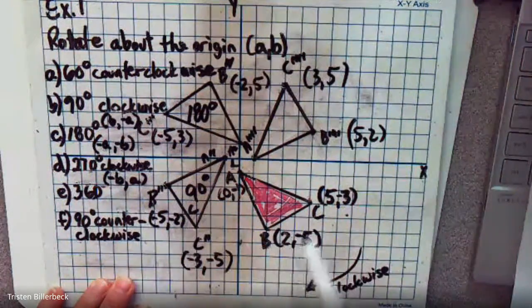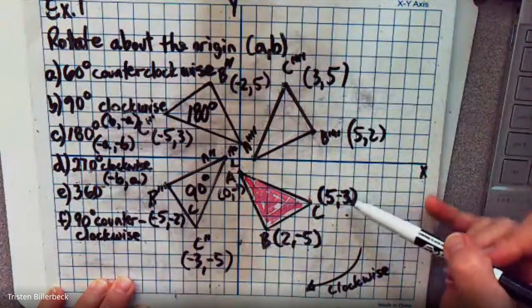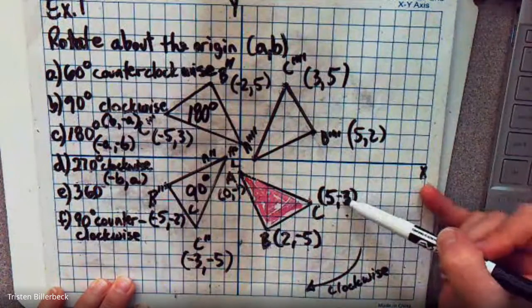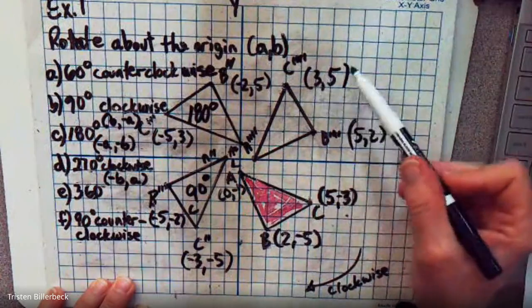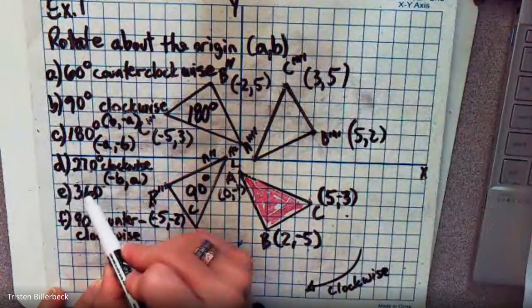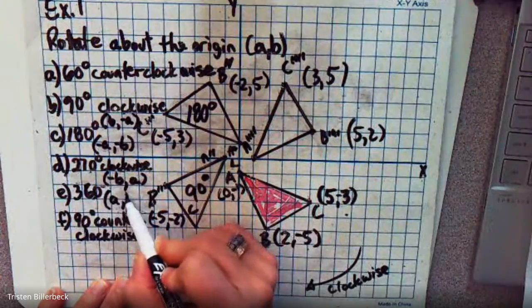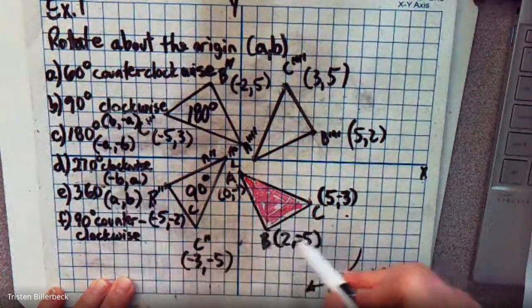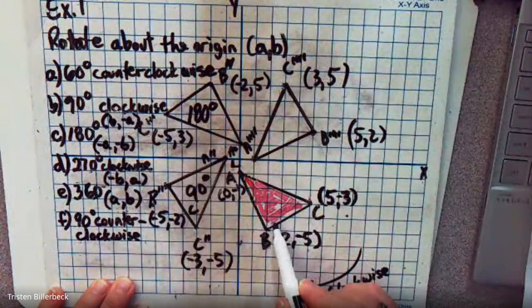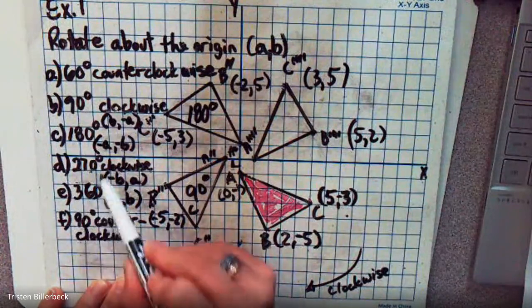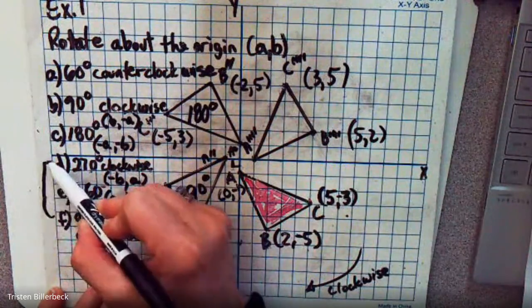Okay, and let's check it with this one. So that means they swap, and then this one will become positive. So since it's negative, negative is a positive 3, 5. So that works. Now 360, it's just going to be AB because it rotates all the way around back onto itself. And then 90 degrees counterclockwise is the same thing as 270. So this is the same.